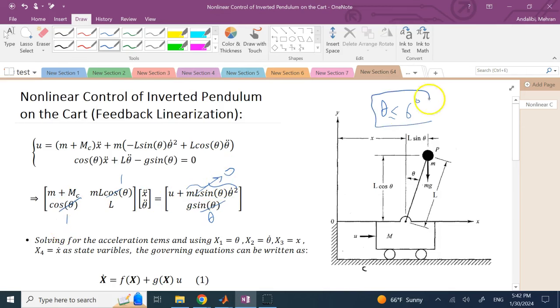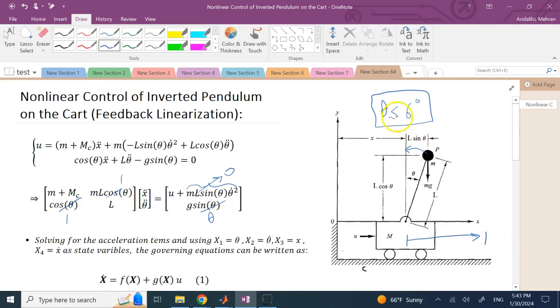But of course, it's only going to work when your theta is small, and in the previous example, you saw that I can move the cart from one point to another point, while basically bringing this pendulum also back to upright position.